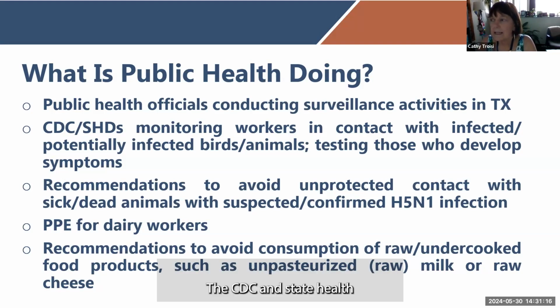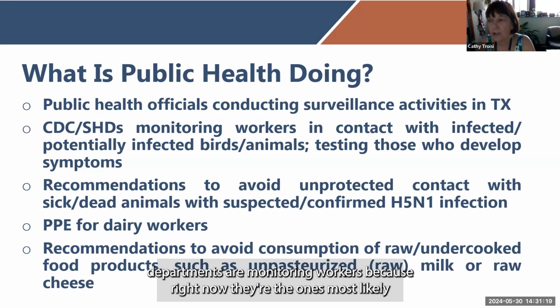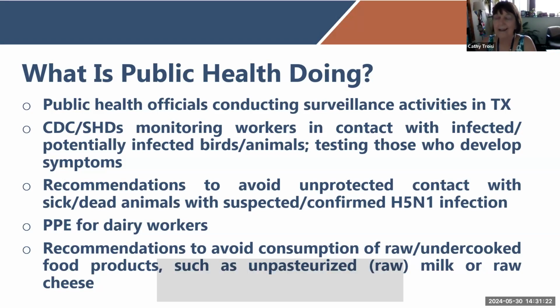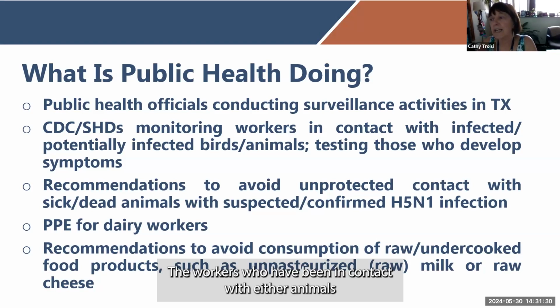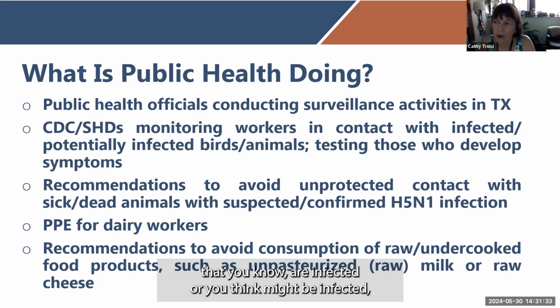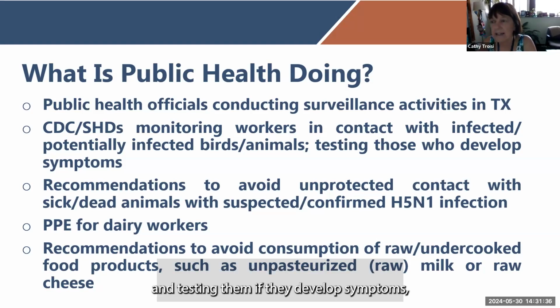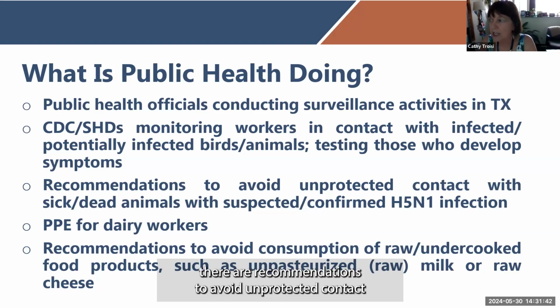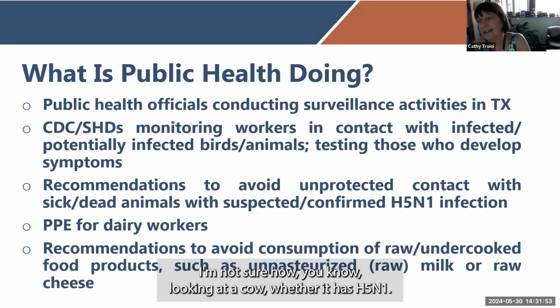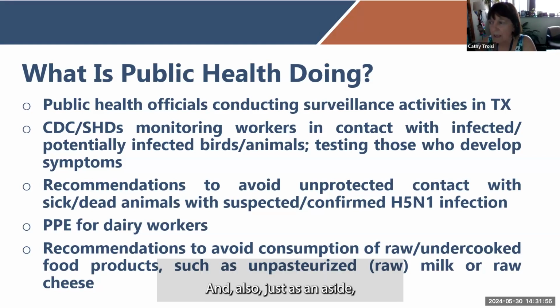The CDC and state health departments are monitoring workers because right now they're the ones most likely to become infected with this H5N1 avian flu. They are monitoring the workers who have been in contact with animals that are infected or that you think might be infected, and testing them if they develop symptoms. There are recommendations to avoid unprotected contact with sick or dead animals if you think they have H5N1. Well, I'm not sure how you tell by looking at a cow whether it has H5N1.